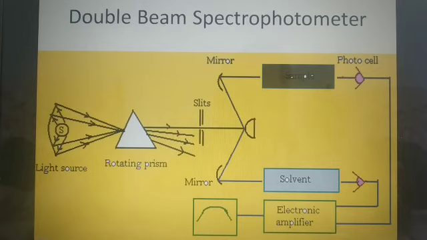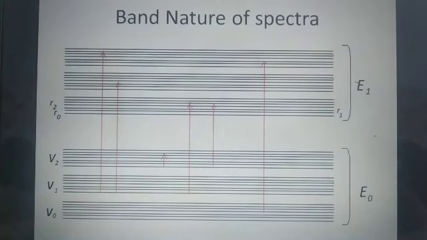How is the recording done? Generally the wavelengths which are absorbed are converted into corresponding currents, and by the amplitude of the current the pen either moves up or moves down or draws a curve over the paper. In this way the UV or visible spectra is taken.